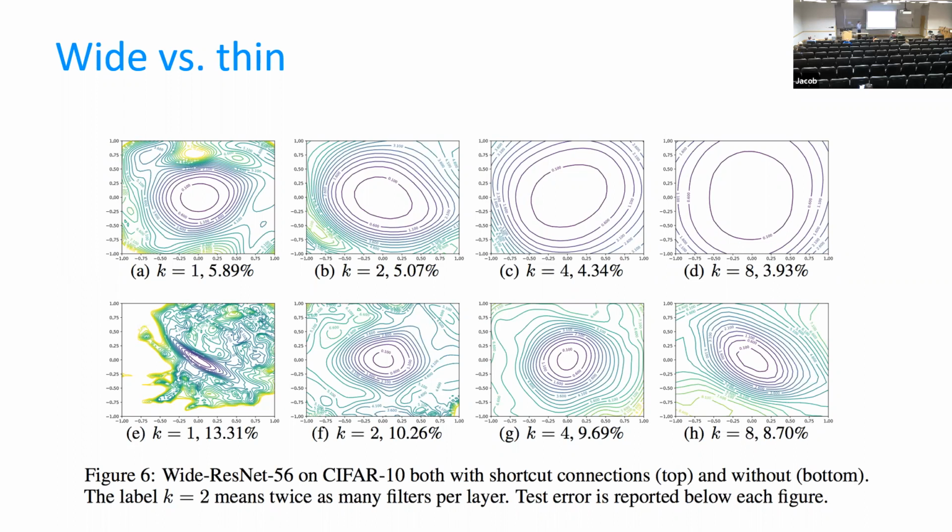What do you notice as far as patterns in this diagram? Yeah, Daniel. So generally wider networks just have more even loss landscapes. Definitely. Yeah. So it seems like wider networks tend to have flatter minima. And then top to bottom, we see the same trend that we've seen before.